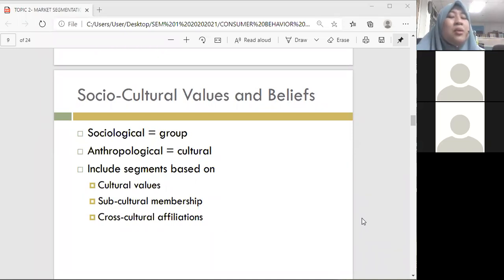Okay, include segmentation based on cultural values, nilai-nilai budaya, and subcultural membership. Nilai budaya, or cultural values, is based on how you look into one culture as different from another. For example, in the Chinese belief, they believe in yin and yang. Yin means the white spirit, and yang is the black spirit, for example.